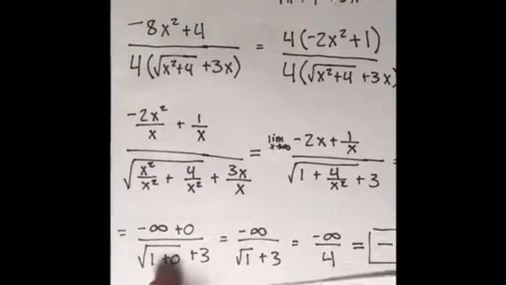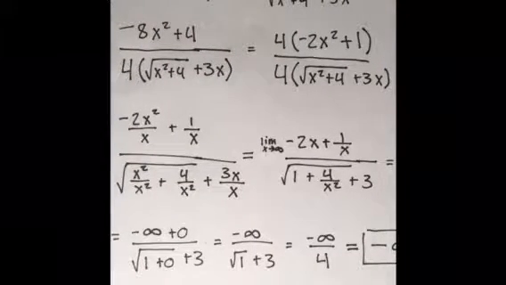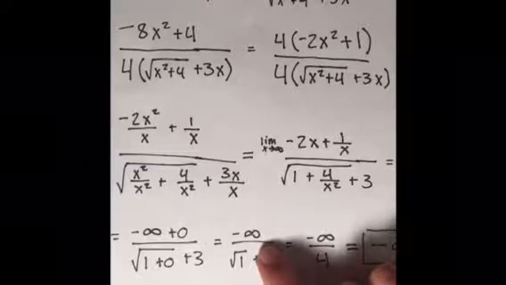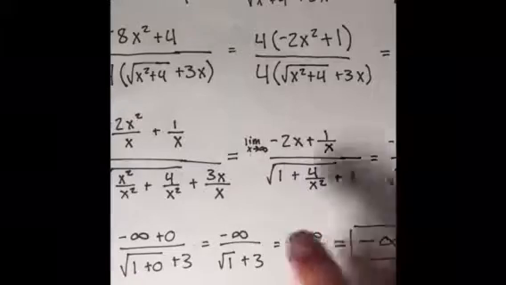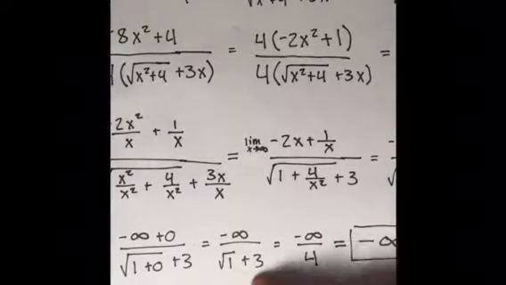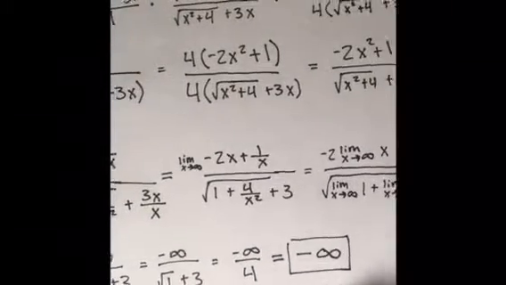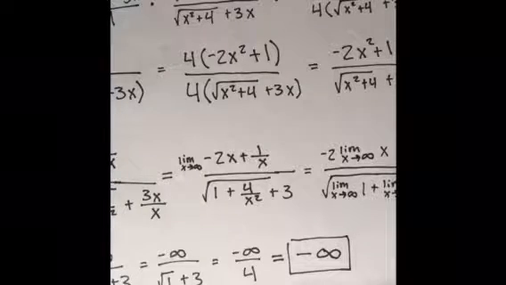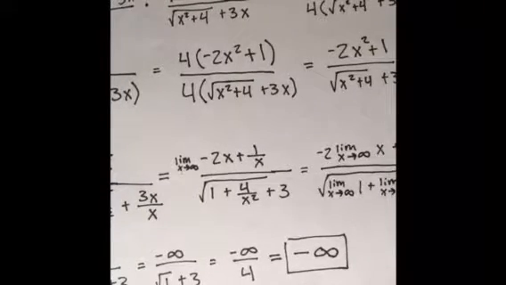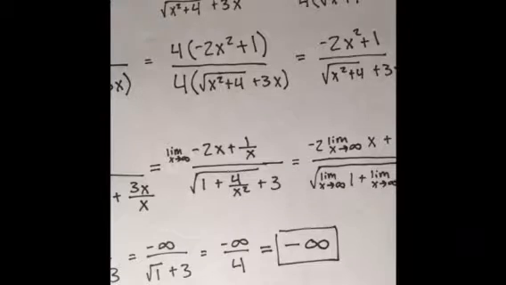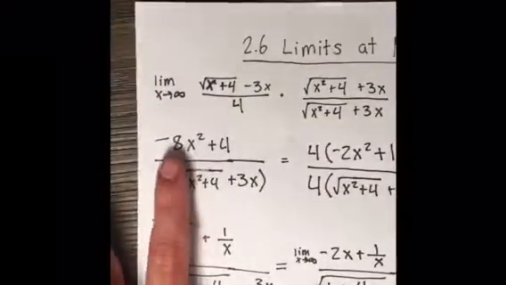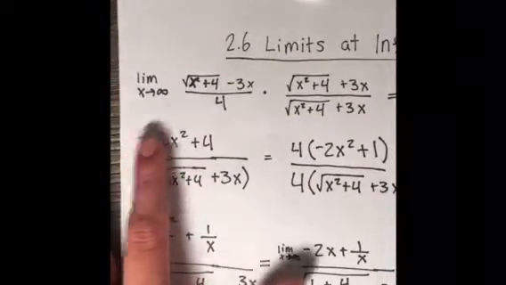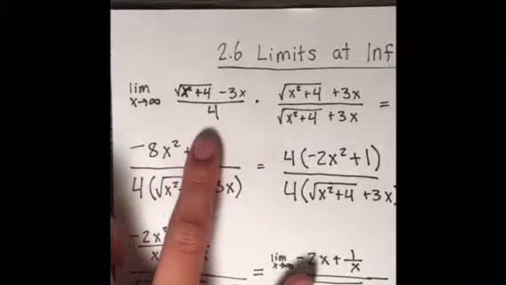So when you simplify that, you are left with negative infinity over the square root of 1 plus 3, which is equal to negative infinity over 4, because the square root of 1 is 1, plus 3 is 4. And that is equal to negative infinity, because negative infinity divided by a small number such as 4 makes no difference. So this is going to be your solution when you take the limit as x approaches infinity of this.